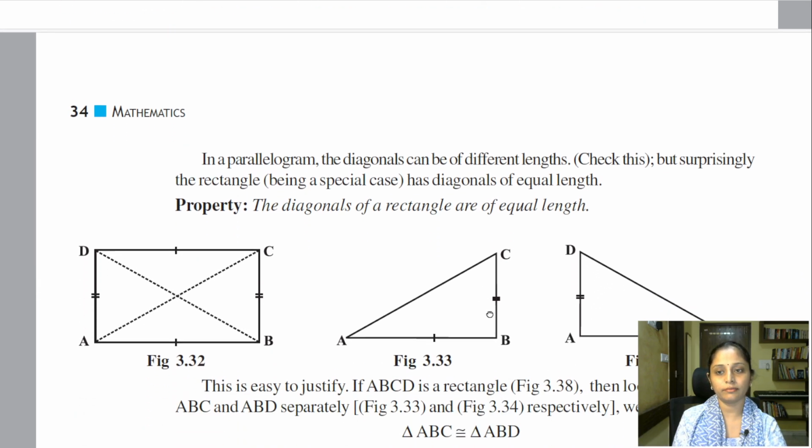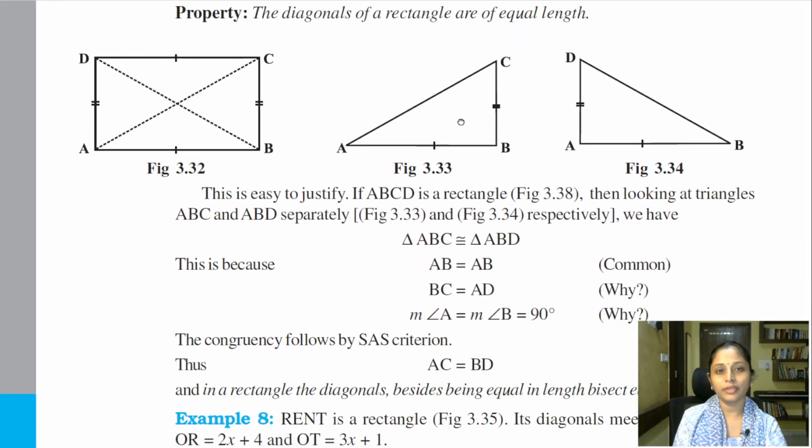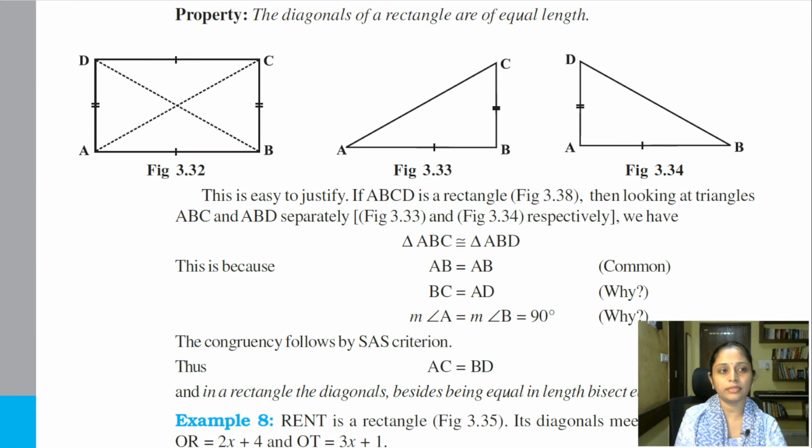Additionally, what do we have? Okay, additionally, the property of a rectangle is that the diagonals are of equal length. Now in a parallelogram, you remember the diagonals bisect each other, but they need not be of equal length. But in this case of a rectangle, which is a special case of a parallelogram, you have both the diagonals as equal. Now how do you prove that?